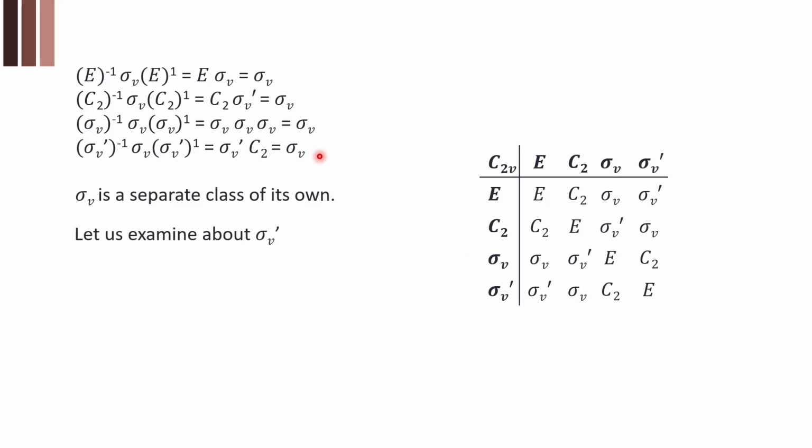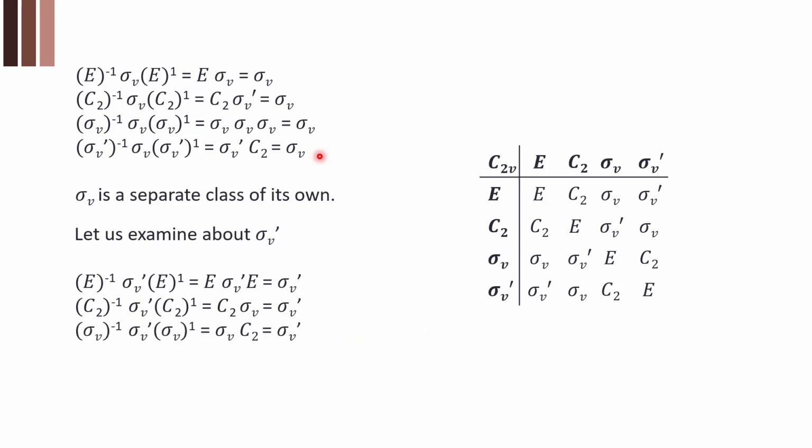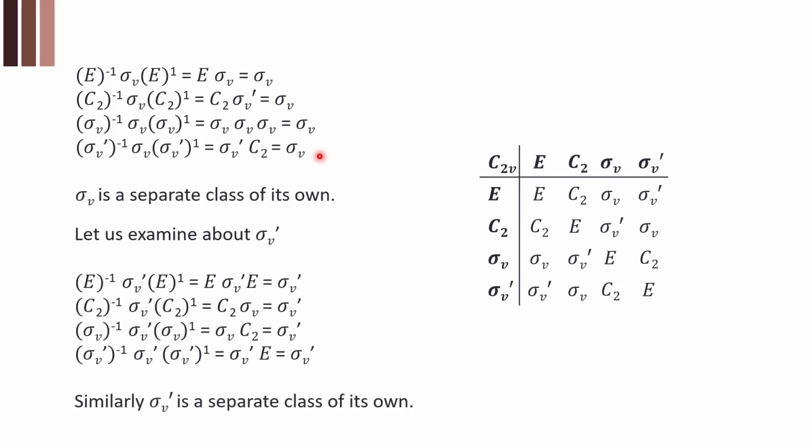About sigma V dash, if we proceed in the same manner, you will find that the element sigma V dash transforms by identity to sigma V dash. Sigma V dash transforms to sigma V dash by C2. It also transforms by sigma V to sigma V dash itself. And by the fourth element, sigma V dash transforms to sigma V dash. Thus, we conclude that the similarity transformation of sigma V dash is also a separate class of its own. So what we have seen ultimately is that each element, identity, C2, sigma V, sigma V dash, forms a separate class, and this fact would be very useful in the construction of the character table when you exploit the rules of the great orthogonality theorem.